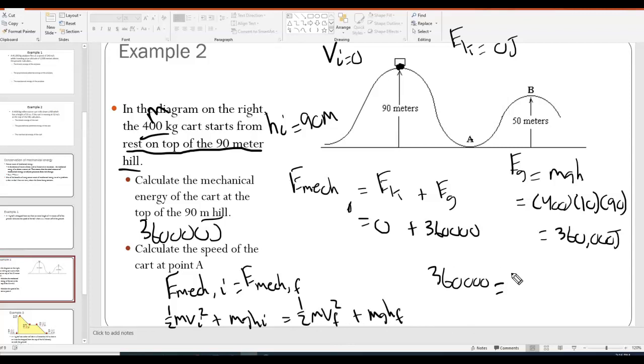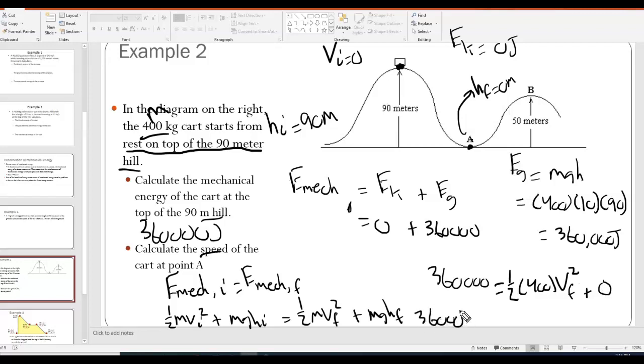On the right side, I have 1/2. The mass is 400. V final is unknown because I want the speed of the cart at point A, and then I need to do mgh for point A. Okay, now that would be 400 times 10 times the height, but look at point A. What is the height at point A? Okay, hopefully you can see in the picture the height at point A is going to be 0 because point A is on the ground. So normally I would plug it in here, but I'm kind of running out of space, and to be honest, it's going to be 0 anyway. Okay, and so I'm just going to put 0 there.